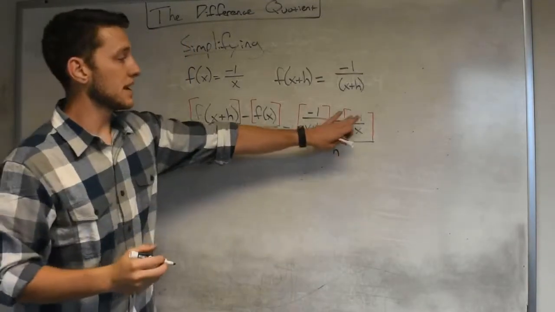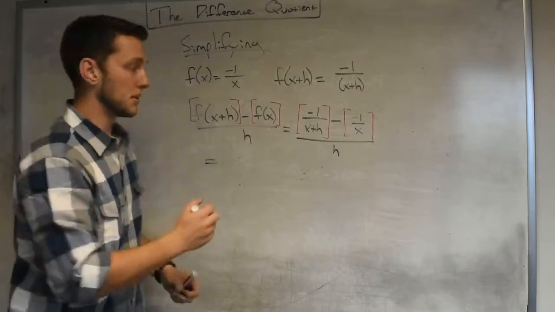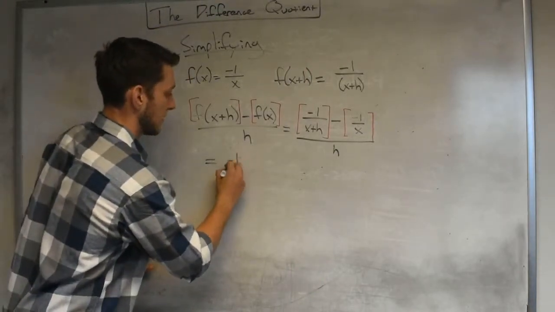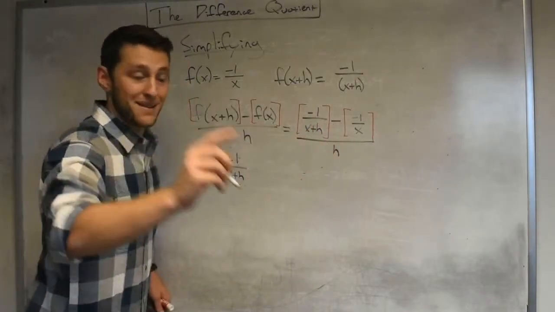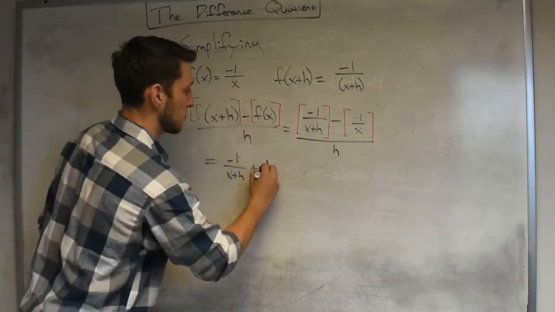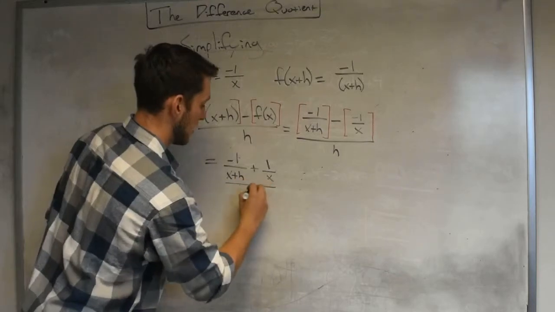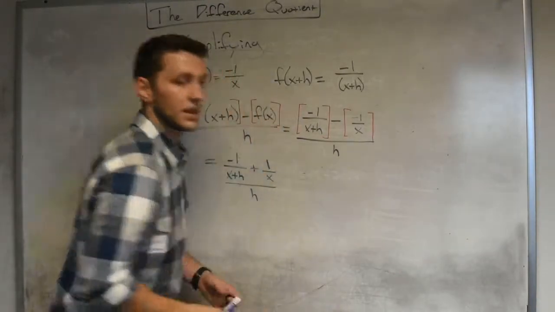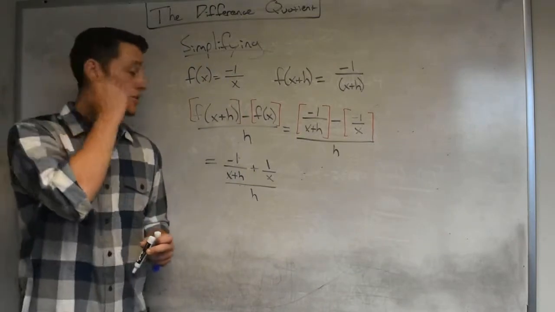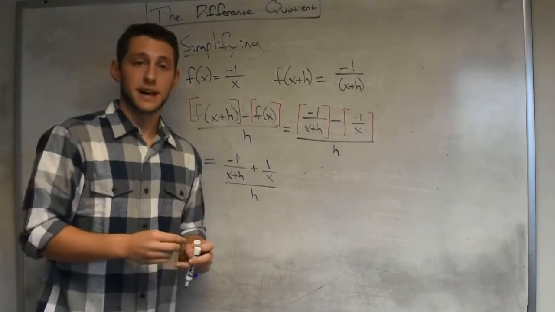Equals. Let's go ahead and take care of these negatives. That way we can drop the parentheses. Negative 1 over x plus h. Negative negative leads to a positive. So plus 1 over x, all divided by h. So in this case, it's our job to simplify that top.